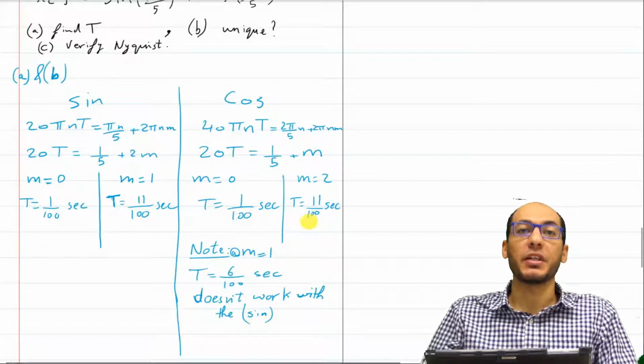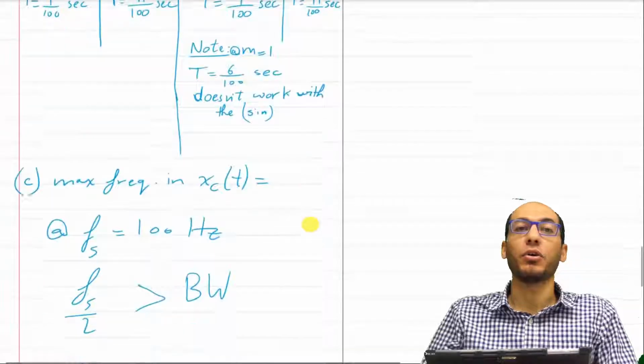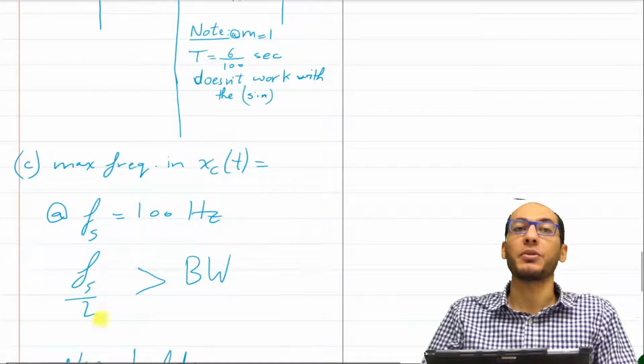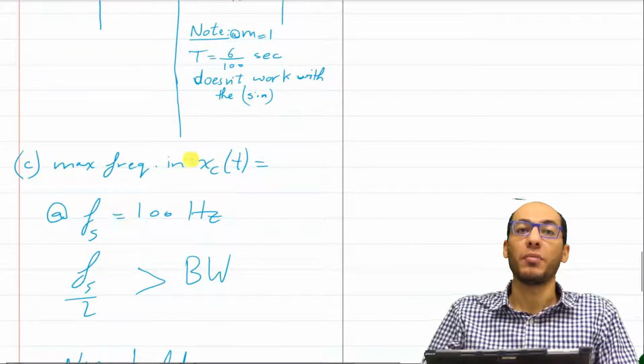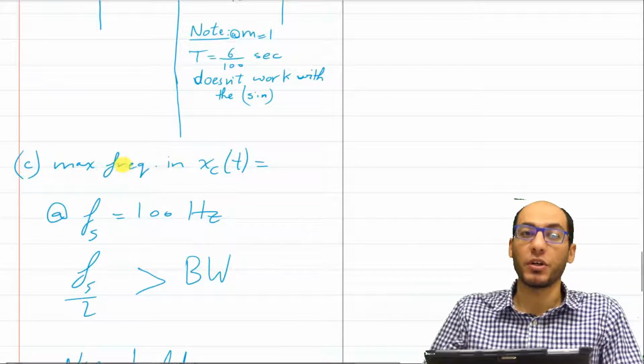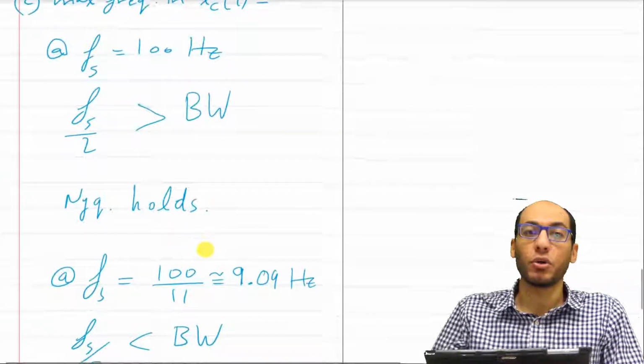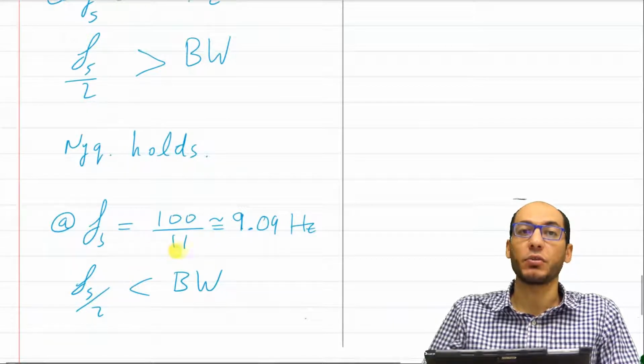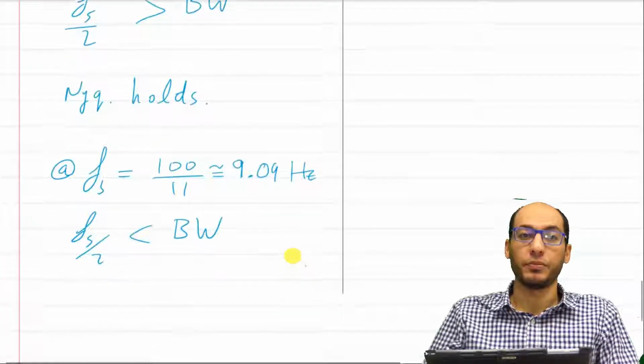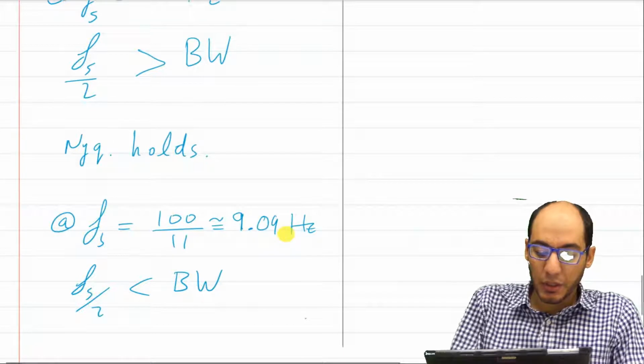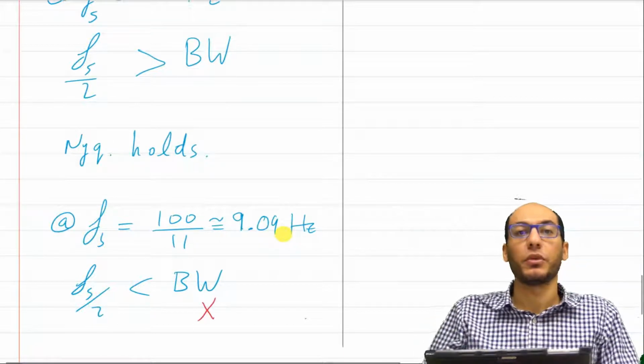So obviously it is not unique, and the Nyquist theorem holds for the case of fs equals 100 hertz, but it does not hold for the case of fs equals 9 hertz. This does not hold.